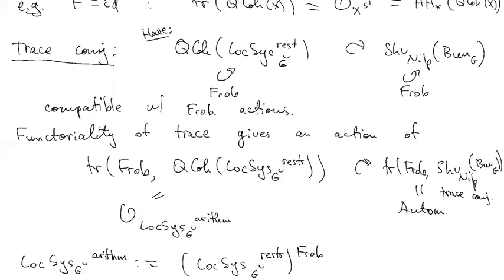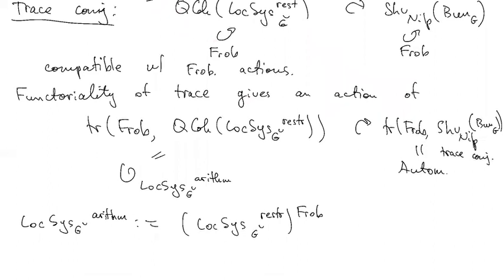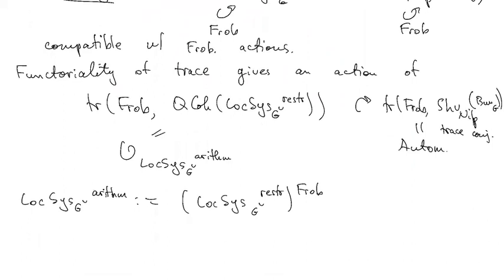This categorical action, you should think of as a kind of refinement of the categorical Hecke action. There the statement is that the categorical Hecke action factors through quasi-coherent sheaves on restricted local systems. And upon taking trace, you get an analogous statement. But let me try to address this question about taking traces of Hecke operators. This is essentially what I wanted to say next, that there's an enhancement of trace, which is the following.